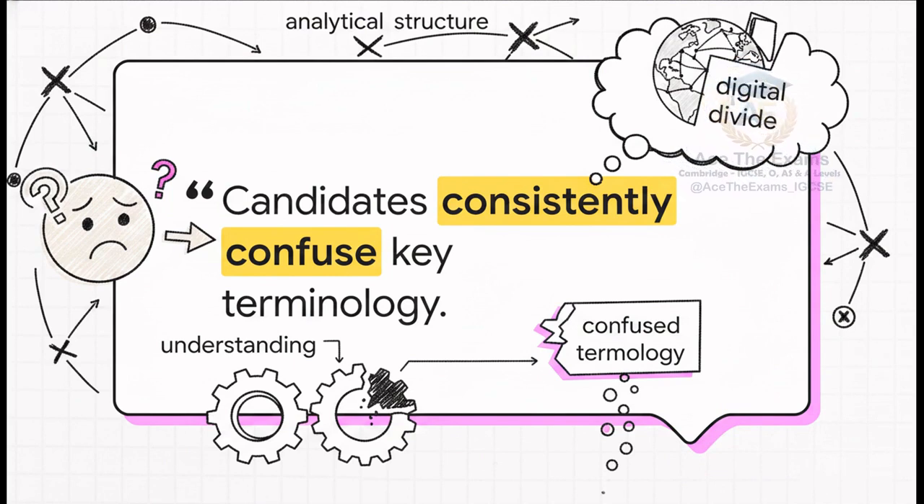You can have a fantastic, sweeping understanding of the broader societal issues surrounding the digital divide, but if you're losing points on basic terminology right out of the gate, your entire analytical structure starts on incredibly shaky ground. The stakes are huge here, and it all begins with how you handle your core terms.